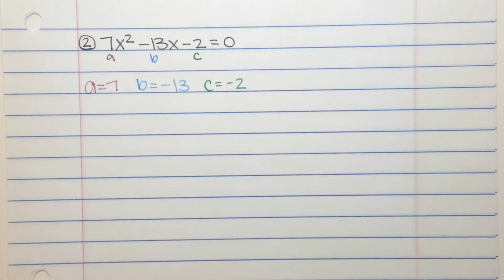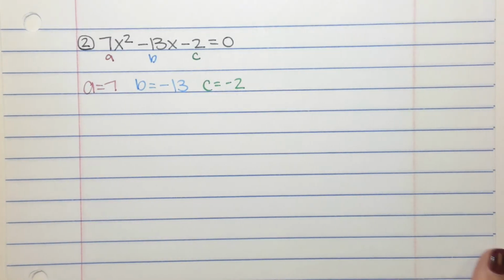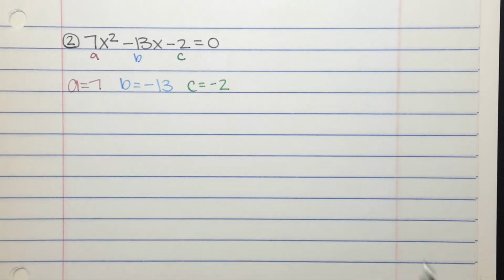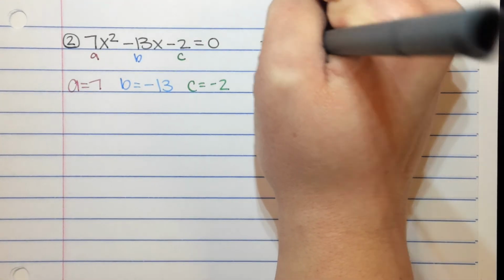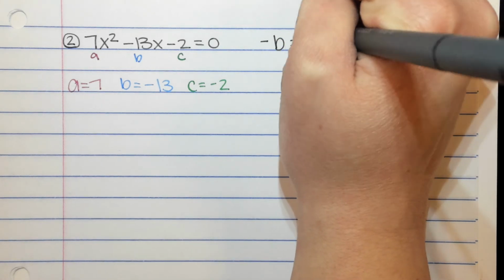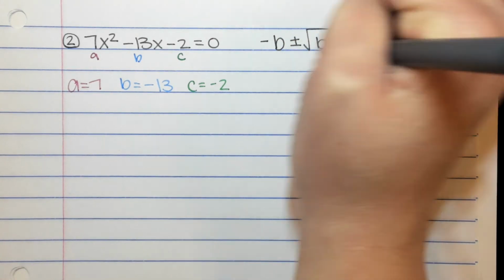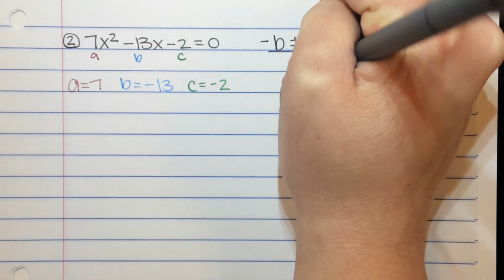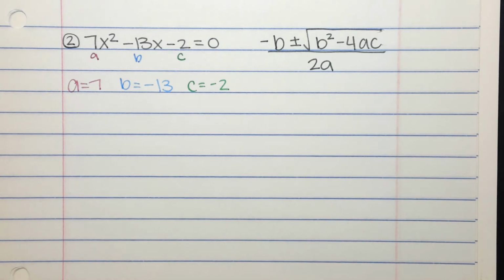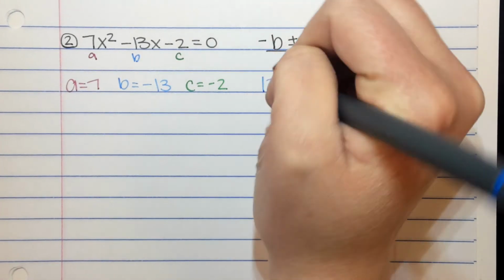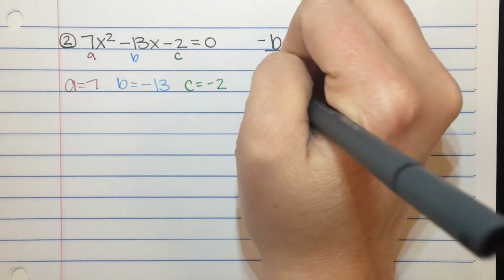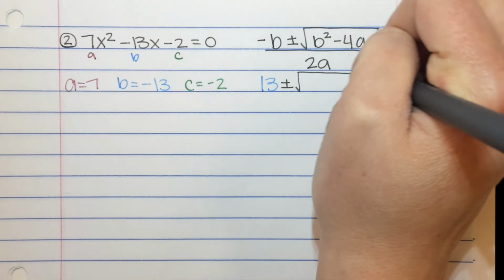So I'm going to use that in my quadratic formula. I'm going to write the formula down again, just so you can get in the habit of it. Negative b plus or minus the square root of b squared minus 4ac all over 2 times a. So first we do the opposite of b. So the opposite of negative 13 is positive 13. And we have plus or minus the square root.